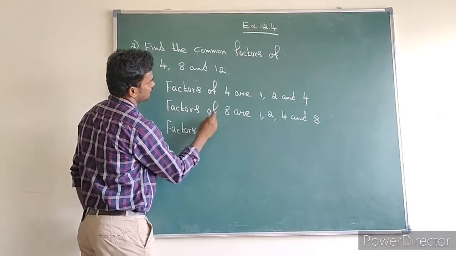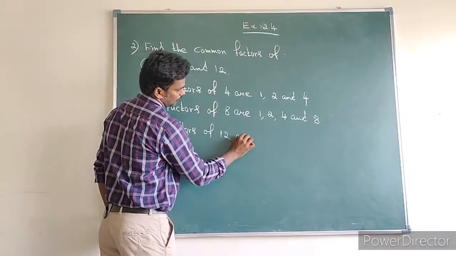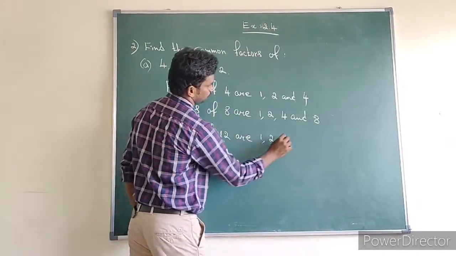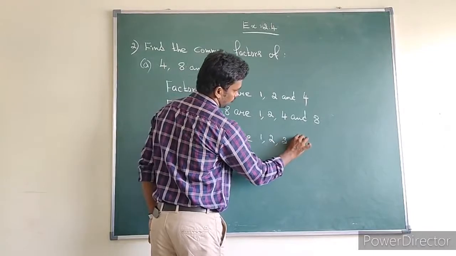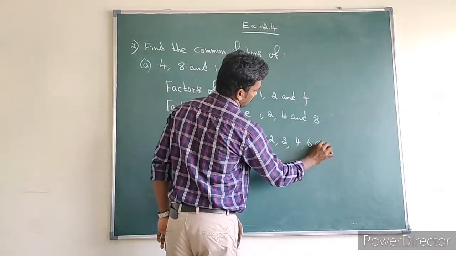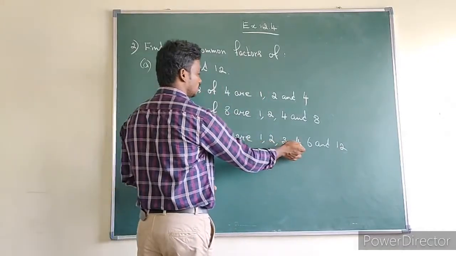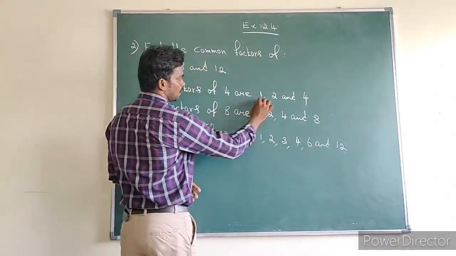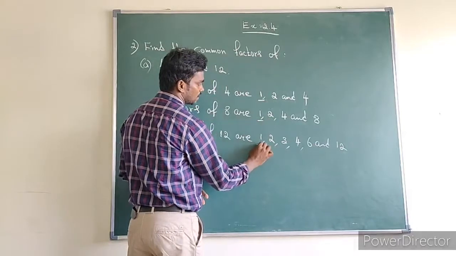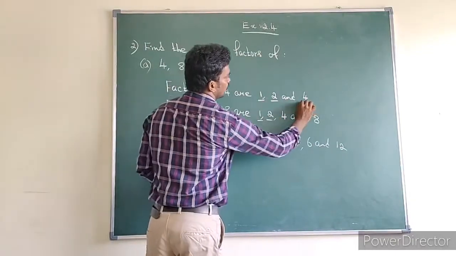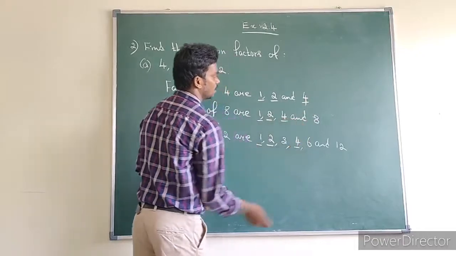What are the factors of 12? Factors of 12 are 1, 2, 3, 4, 6 and 12. So what are the common factors here? 1 is the common factor for these three numbers and 2 is the common factor for these three numbers. Any other? 4 is the common factor for these three numbers.